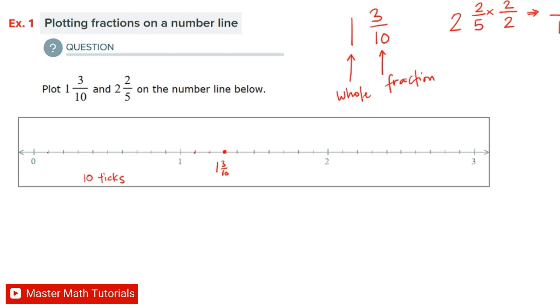So 2 times 2 is 4. Now check this out. 2/5 is now equal to 4/10. We converted the fraction 2/5 to 4/10. Since our denominator now matches the number of ticks, we can easily locate the position. Starting from 2, we count 4 ticks to the right. 1, 2, 3, 4. This will be the position of 2 and 4/10, which is the same as 2 and 2/5.